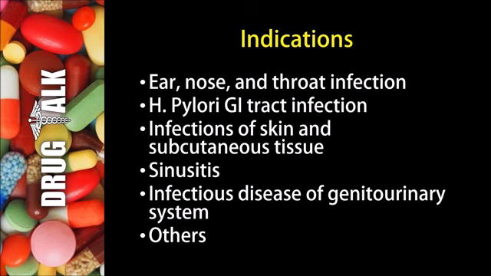In terms of indications or reasons we would prescribe this medication to a patient, we may see it used for ear, nose, and throat infections, as well as with other medications used to treat H. pylori gastrointestinal tract infections. Infections of the skin and subcutaneous tissue may be treated with amoxicillin, as well as sinusitis. Infectious diseases of the genitourinary system may be treated with this medication, and there are also some other indications.